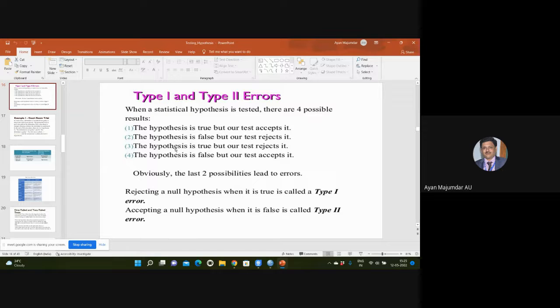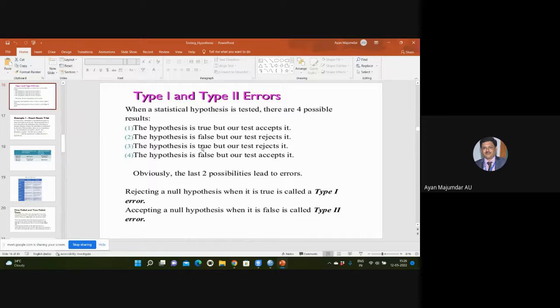Now, actually, in real life, the defendant is innocent, and our test result says so. That is acceptable. The next situation is he is actually not innocent. Our null hypothesis says he is innocent, but actually he is not innocent. But the test result rejects our null hypothesis. That is also correct. He is not innocent. The test result says that the null hypothesis that he is innocent is rejected.